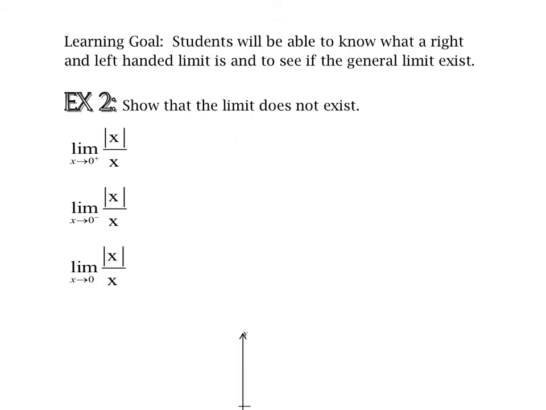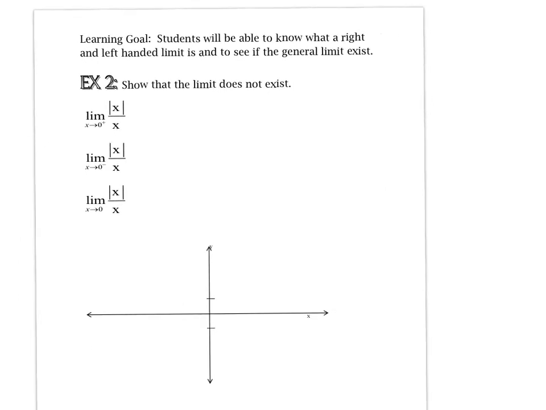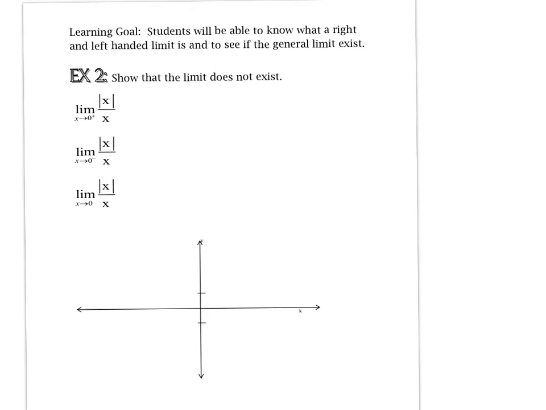Okay, in this example it just says show that the limit does not exist. So before we can do that, let's get a graph of what this thing looks like. And before we get a graph, what I would like for us to do is make a little table like we did before, because that's going to be the easiest way to graph this thing.